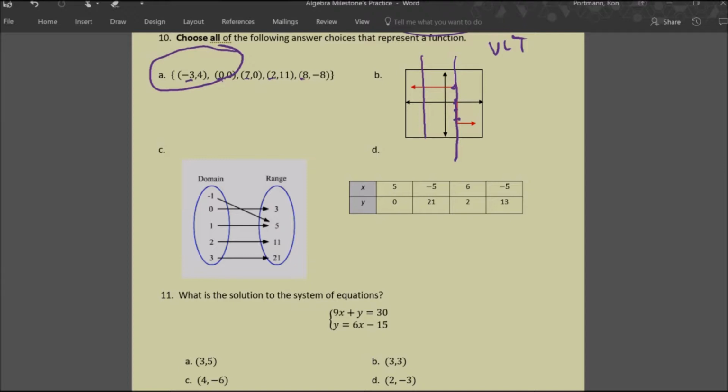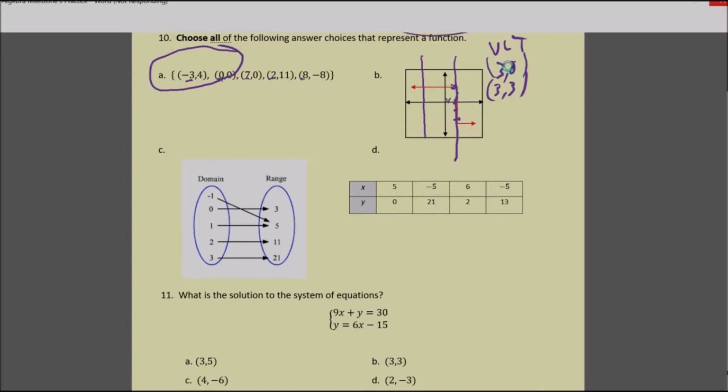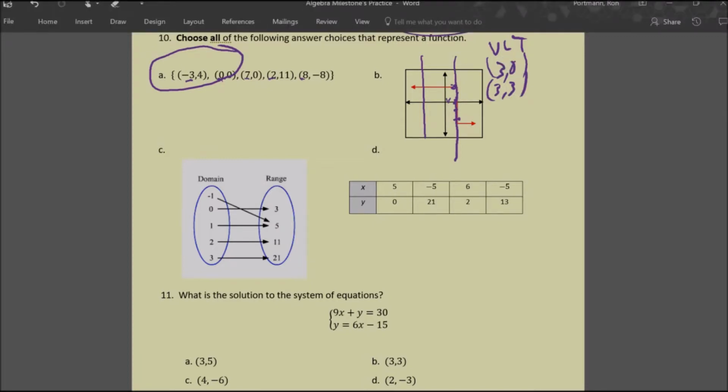You have an ordered pair here of, let's just say, I'm going to call this 3, and let's call this 3. So you have an ordered pair at 3, 0, and you have an ordered pair at 3, 3. You have an x with more than one y value. So that's not a function, so this is not one of them.